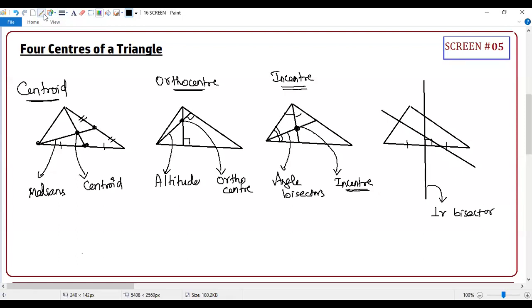What is the condition? It must be perpendicular. Also, it divides into two equal parts, which means it passes through the midpoint. Right? A perpendicular bisector means two conditions. It must be perpendicular to this side. Also, this must be the midpoint of this side, which means this length is equal to this length. Are you able to follow me?